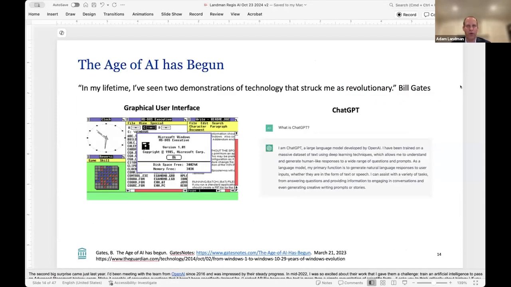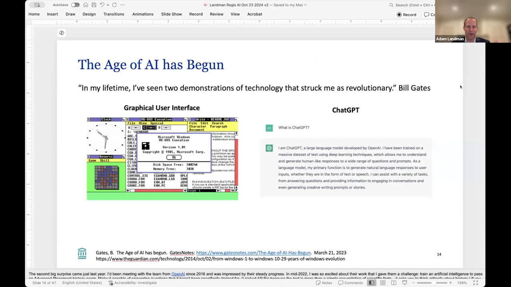I really like this quote from Bill Gates. Many of you know Bill from Microsoft fame, and now certainly his philanthropy. He basically says in his lifetime, he's seen only two demonstrations of technology that struck him as revolutionary. The first was the graphical user interface.